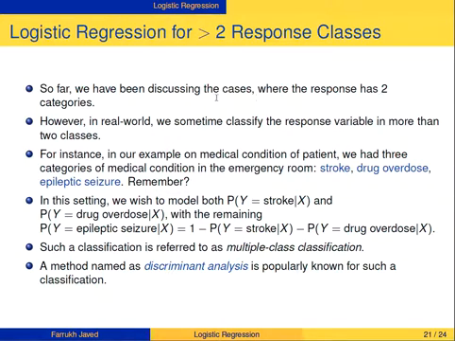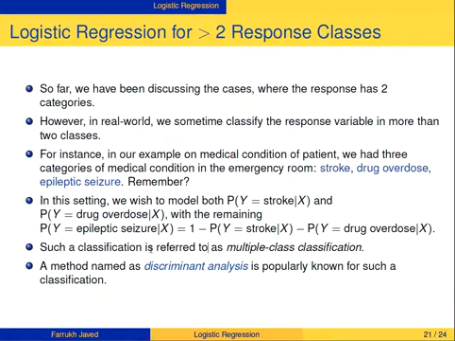So far, we have been discussing the cases when the response has two categories, right? Like default or not default. But in the real world, we sometimes classify responses in more than two classes. For instance, in our previous example with medical conditions, strokes, drug overdose, and epileptic seizure were involved. So if we wish to model, according to the logistic regression idea, what will happen? We will see probability of Y being stroke depending on X and Y being overdose depending on X, while the remaining will be probability of Y being epileptic seizure depending on X, which is equal to 1 minus this probability minus this probability, because the total is of course 1.